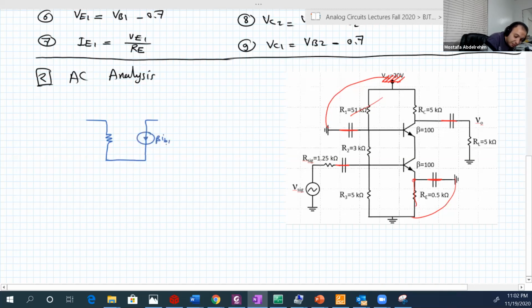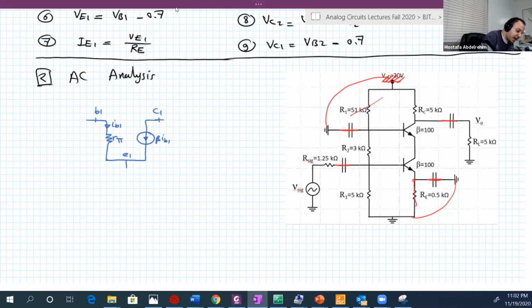Beta IB, IB1. Here is R by. You have R by 1 and R by 2, but since I base 1 equals I base 2, R by 1 is equal to R by 2. Okay, so I will just call them R by. Emitter 1, base 1, collector 1. And I base 1 is flowing in that resistance.